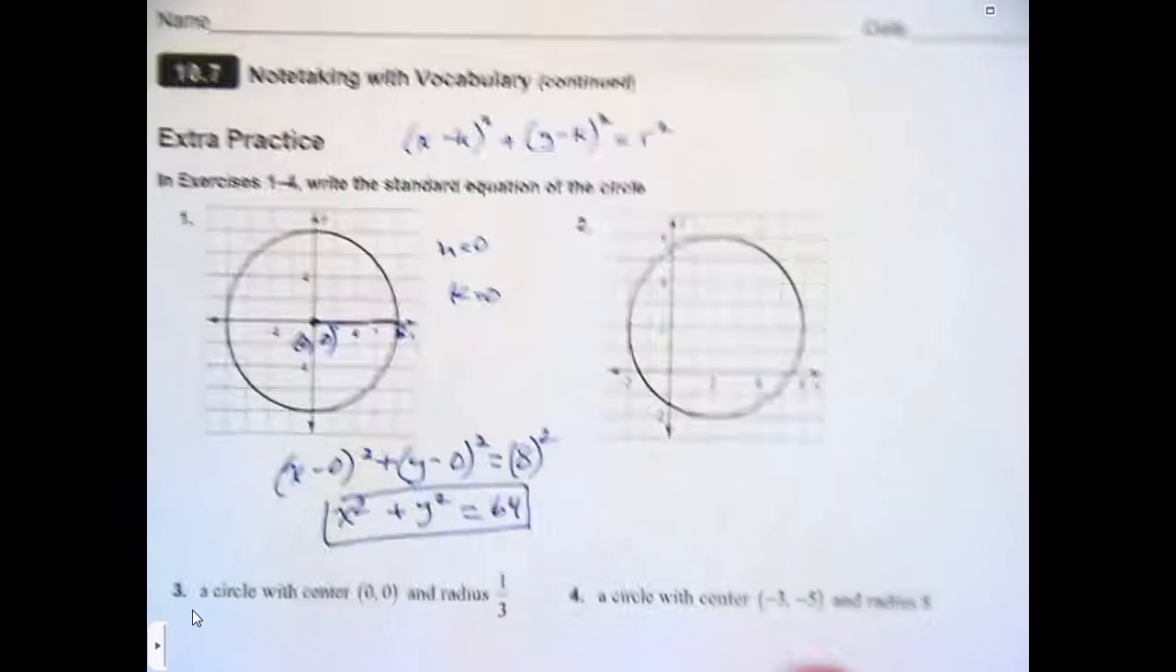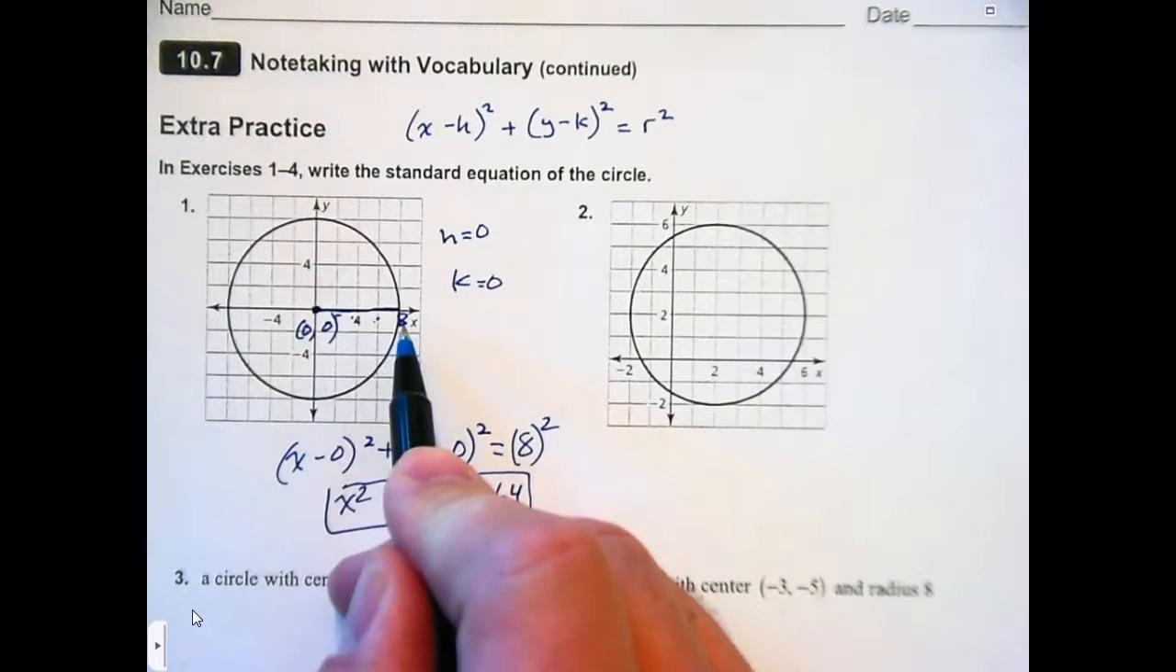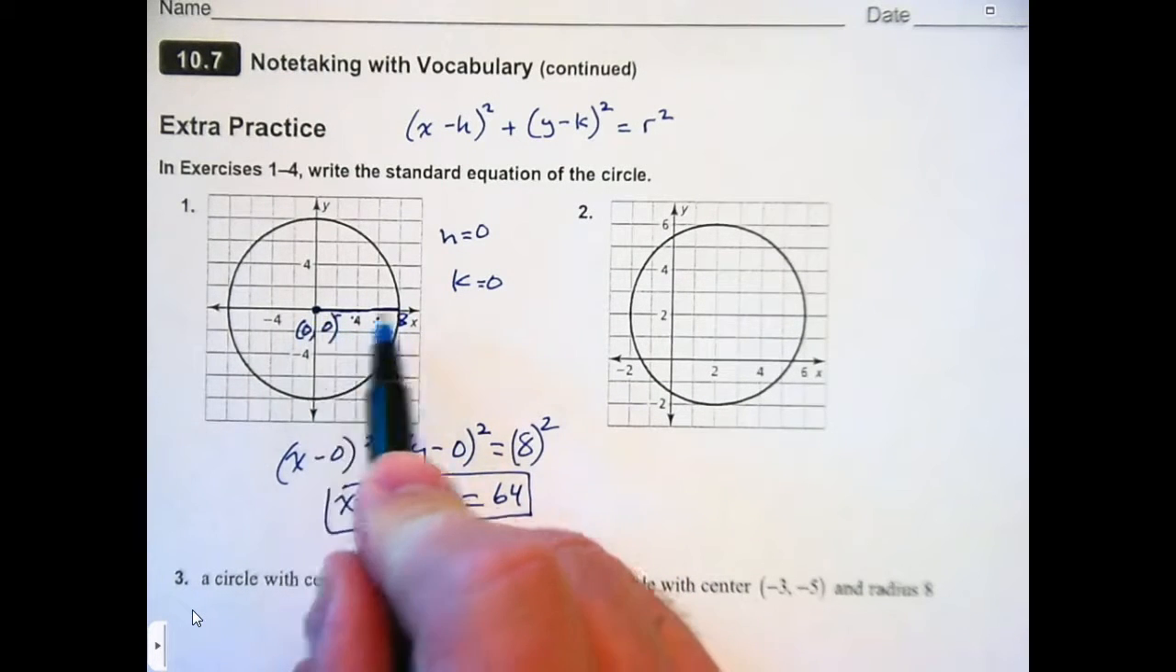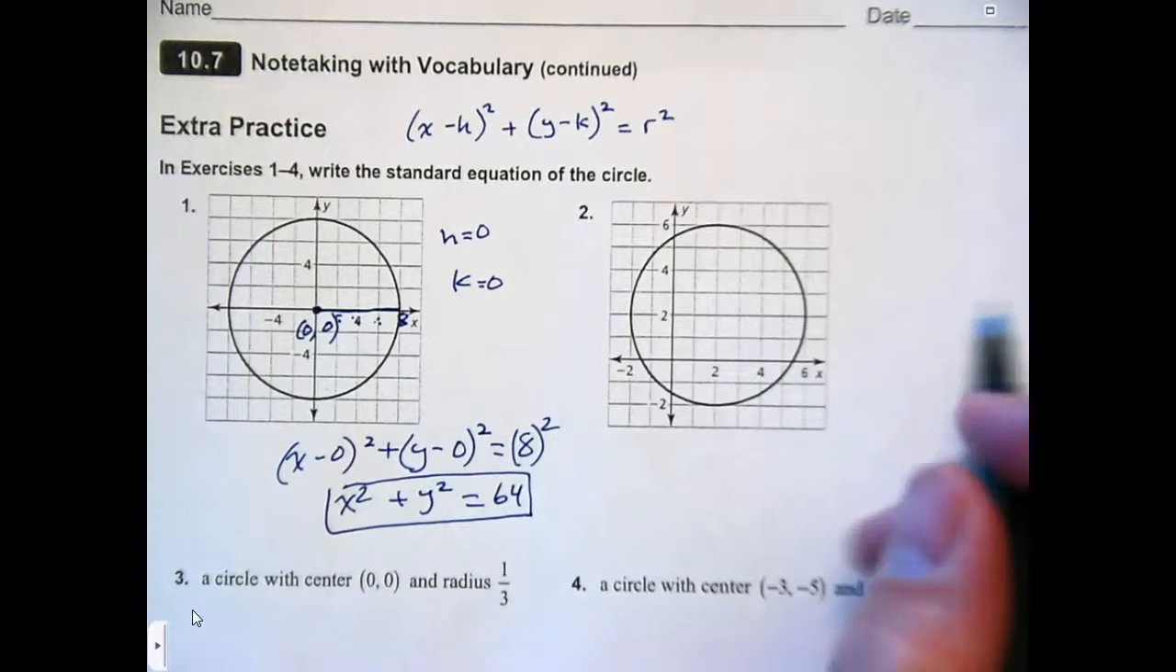Sam, how is our radius 8? Well, it's going up by 2's, right? So from here to the outer edge, 2, 4, 6, 8. Yep. All right.